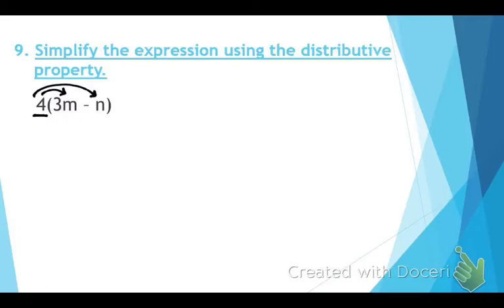Class, what is 4 times 3m? 12m. What is 4 times negative 1n? Negative 4n.